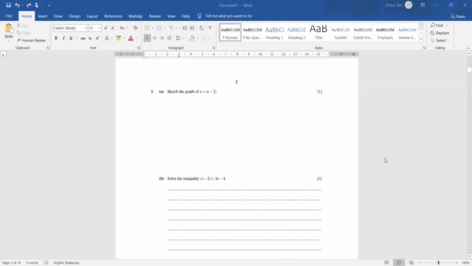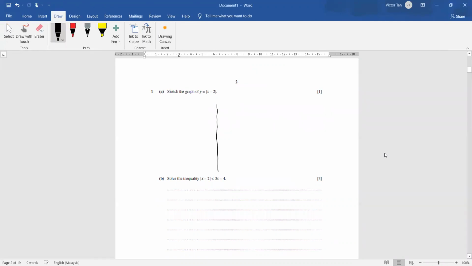First question, sketch the graph of y equals modulus of x minus 2. The graph of y equals x minus 2 will be a graph that is like that. So a graph of modulus of x minus 2 will have this part here reflected on the x-axis.